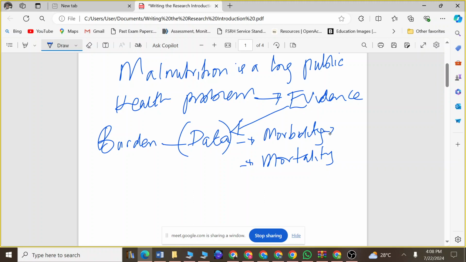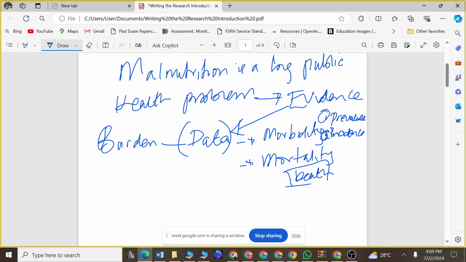So with the morbidity, you're going to tell us the number of people who have that problem. It's basically about prevalence and incidence. Okay, and then this is when you talk about people who have died because of the problem. Prevalence is the number of people who have the condition. Incidence is the number of people who get that condition in a given period or in a given location.